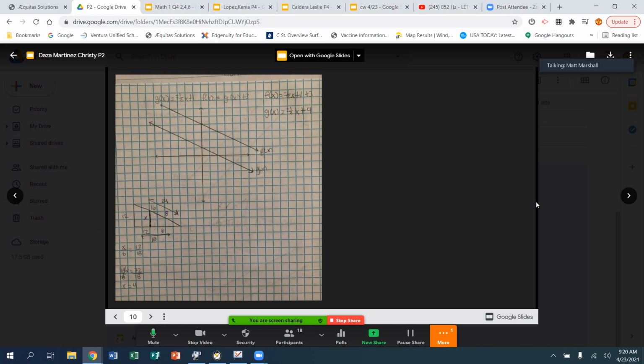Let me ask you this. Did the slope change when I shifted it? Did it change? No, the slope doesn't change. What does change though? The only thing that changes is the y-intercept. Nice job, lady. Great. Good job, Christy. Proud of you. Your grade's lifting solid, lady.